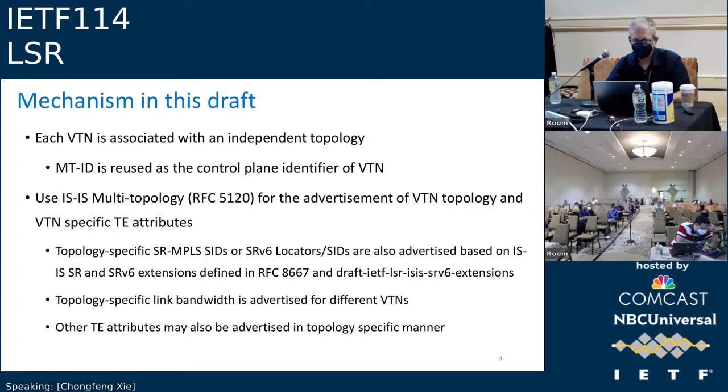In order to perform constraint-based path computation for each VTN on the network controller or the ingress nodes, the network resource attributes and other attributes associated with each VTN can be advertised. For multi-topology networks, topology-specific SR MPLS SIDs or SRv6 locator SIDs can be advertised based on the existing SR and SRv6 extensions. Topology-specific link bandwidth can be advertised for different VTNs. Other TE attributes may also be advertised in a topology-specific manner.